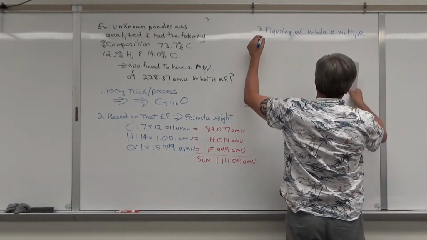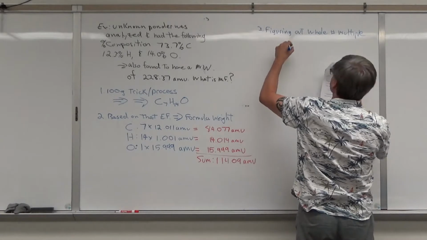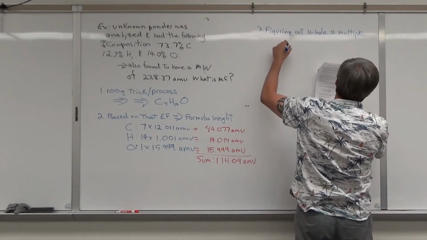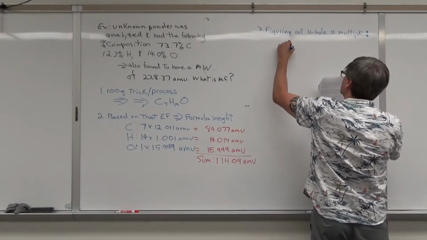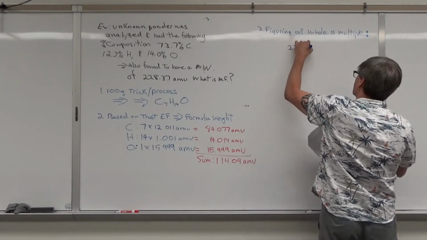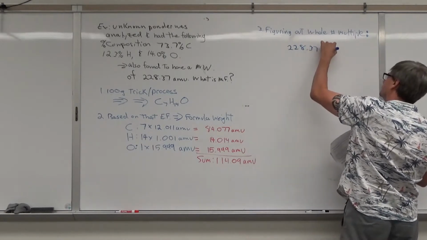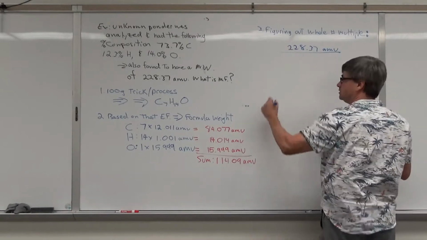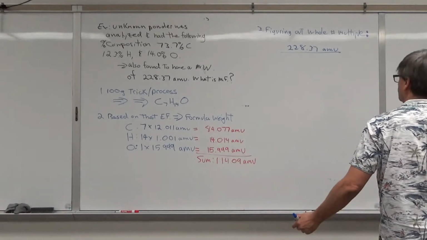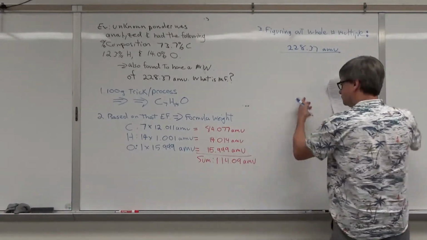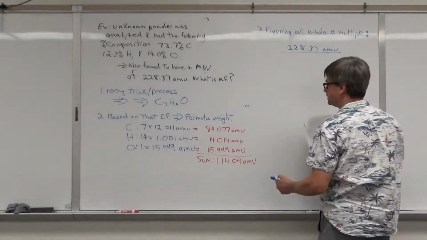Okay, and that is going to be there, 228.37 AMU. It doesn't have to be 2. It could be an even larger whole number multiple. Okay, you can have very large molecules sometimes.